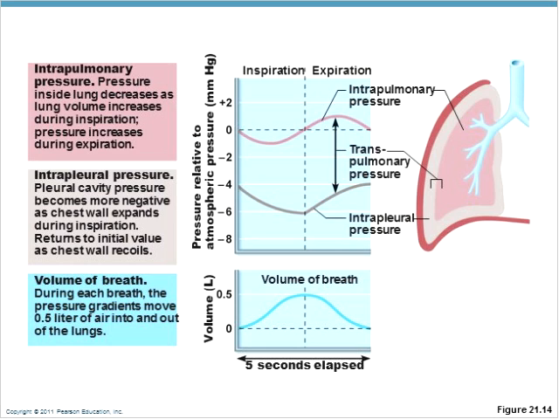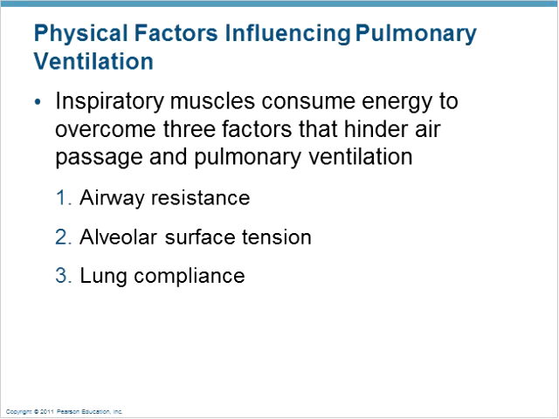Now, intrapulmonary pressure, the pressure inside the lungs, decreases as lung volume increases during inspiration, and pressure increases during expiration. Intrapleural pressure, the pleural cavity pressure, becomes more negative as the chest wall expands during inspiration and returns to its normal value as the chest wall recoils. And finally, the volume of breathing. During each breath, the pressure gradient moves 0.5 liters of air in and out of the lungs proper.